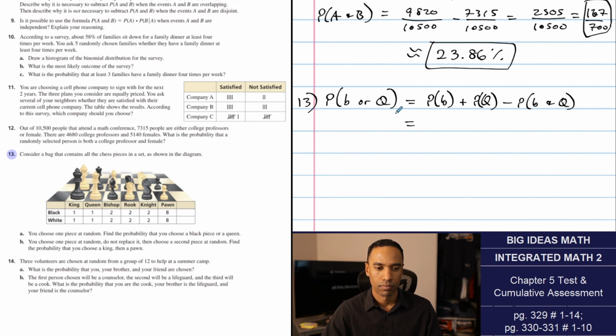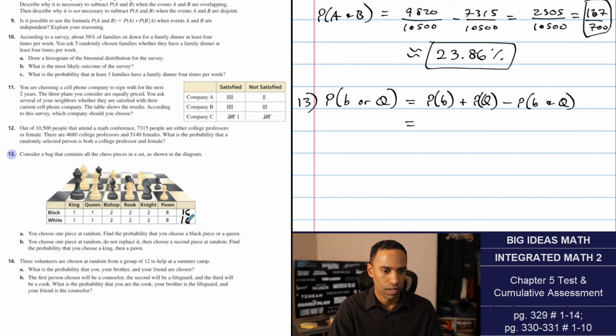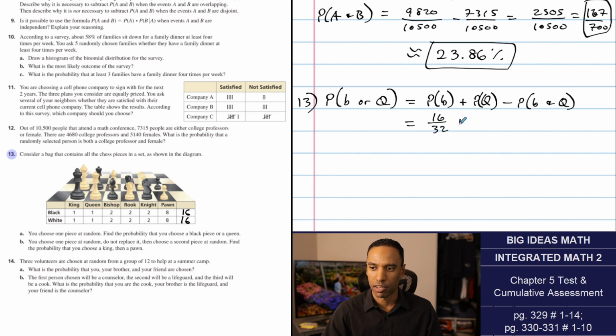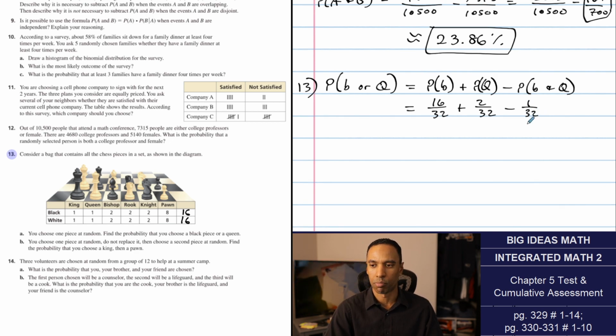You know what? Here, let's do the totals. It should be 16, right? 2 plus, yes, 16 here, 16 here. Okay. Probability of black is 16 out of 32. Probability of queen is 2 out of 32. And black queen, there's 1 that we take out. So black or queen, because otherwise we're doubling that up. That'll give you 17 out of 32.